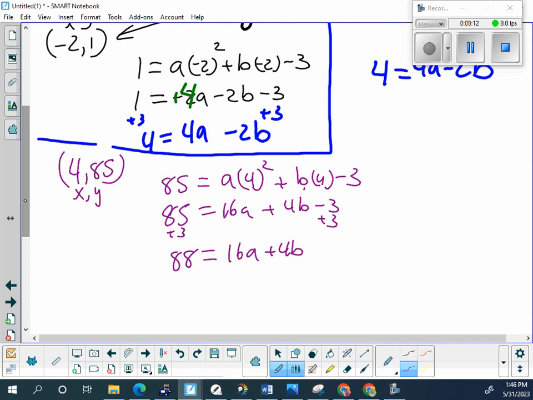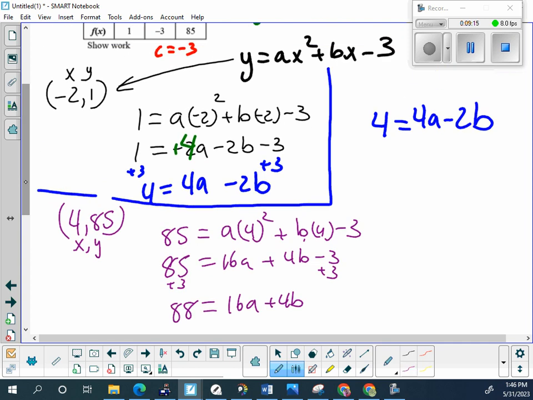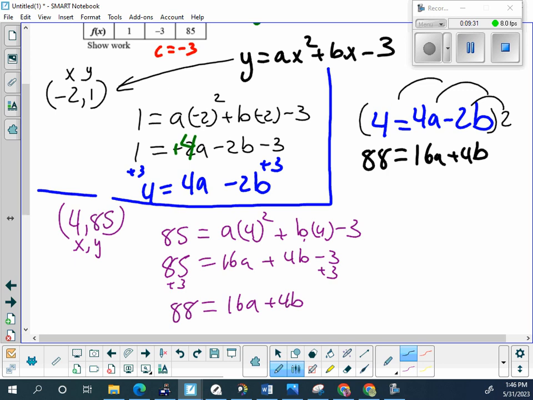Okay, so I have two equations, two unknowns. Now I'm going to bring that over here. 88 equals 16a plus 4b. I want to figure out what a, b, and c are, so I'm going to multiply this top one by 2. That's going to create a new equation that I'm going to write underneath here. So 2 times negative 2b is negative 4b. 2 times 4a is 8a. And 2 times 4 is another 8 here. I'm going to combine these things, and I get 96 equals 16a plus 8a, which is 24a.